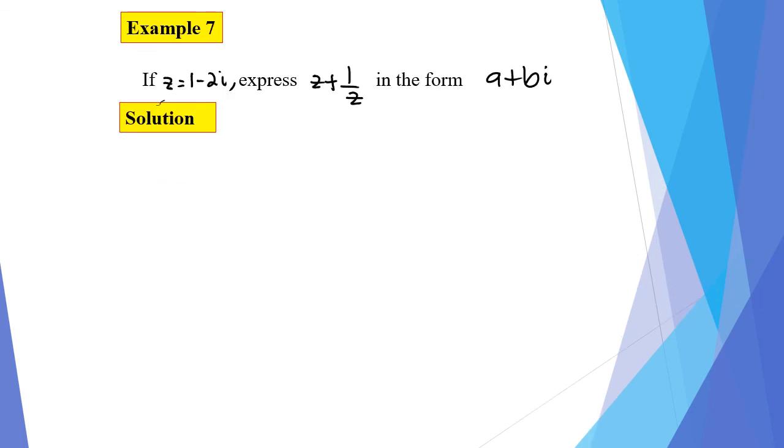Okay, let's do example 7. I just give you the answer for this example. Can you try on your own? The answer here is 6 over 5 minus 8 over 5i.